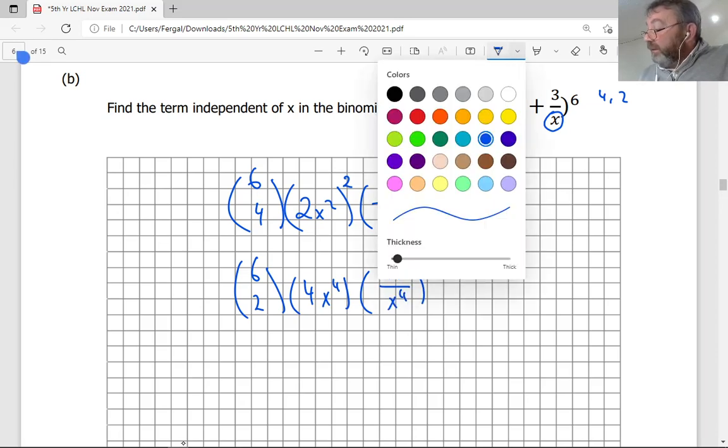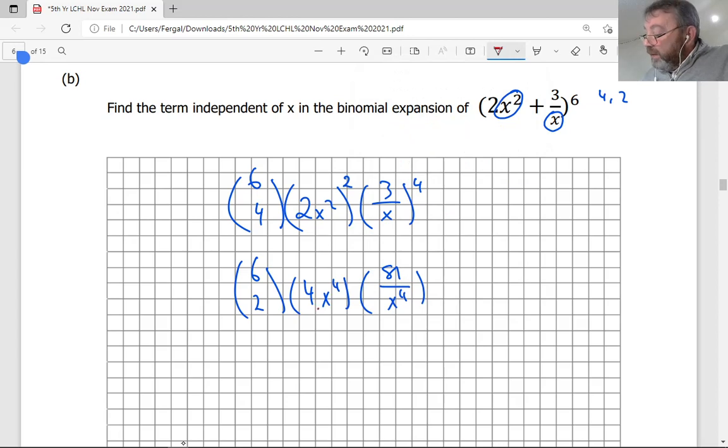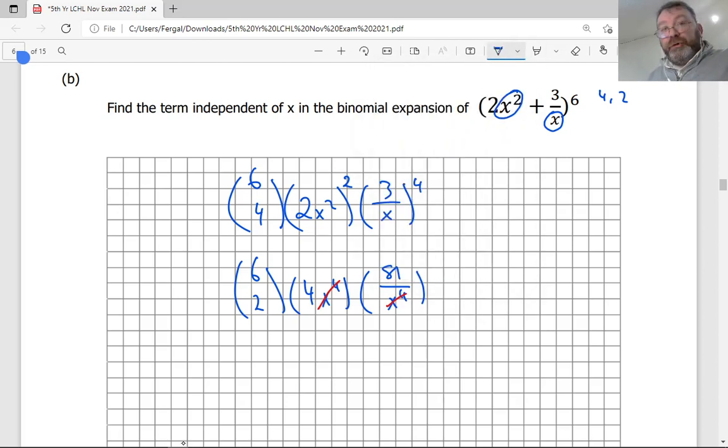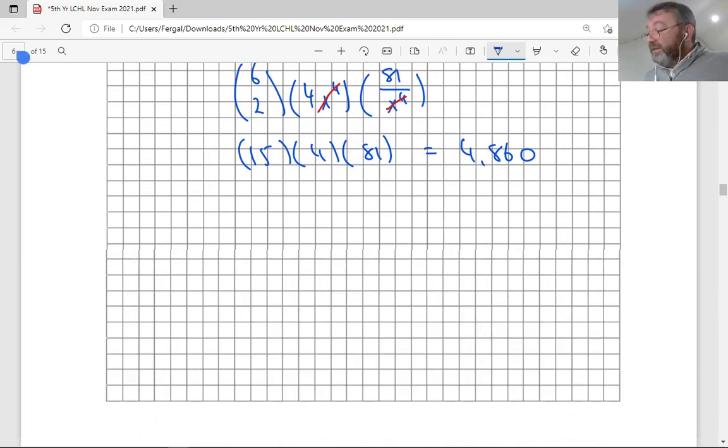And immediately, by the laws of algebra, the x to the power of 4 that's multiplying and the x to the power of 4 that's dividing cancel. And what does that leave me with? That's going to leave me with 6c2, which is 15, multiplied by 4, multiplied by 81. You rush for your calculator and multiply 15 by 4 by 81, and you get an answer of 4,860. And notice that there are no x's left, so it is the term that is independent of x.